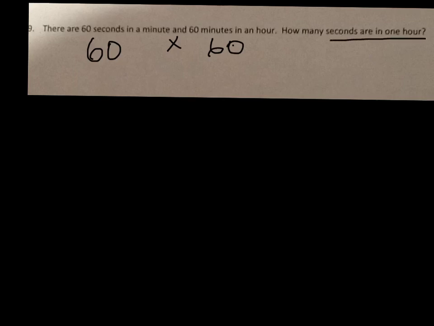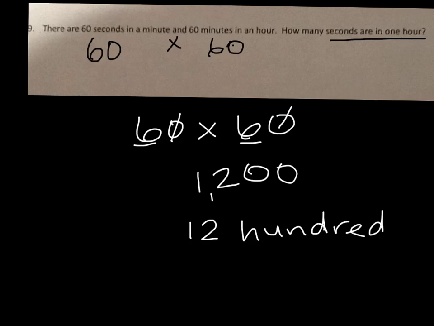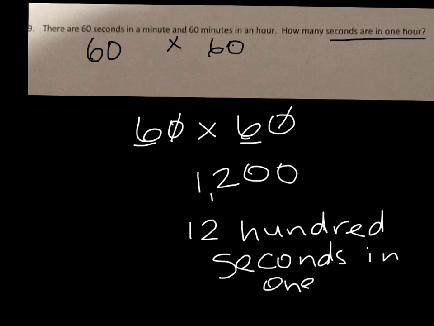All right, so let's go ahead and do that down here. What is 60 times 60? Well, we can do this conceptually or we can do it fluently. I think I'm ready for fluently. So what's 6 times 6? It's 36. How many zeros do I need? 1, 2. The answer is 3,600. How can we rename that? We can say that's 36 hundreds. 3,600 what? 3,600 seconds in 1 hour.